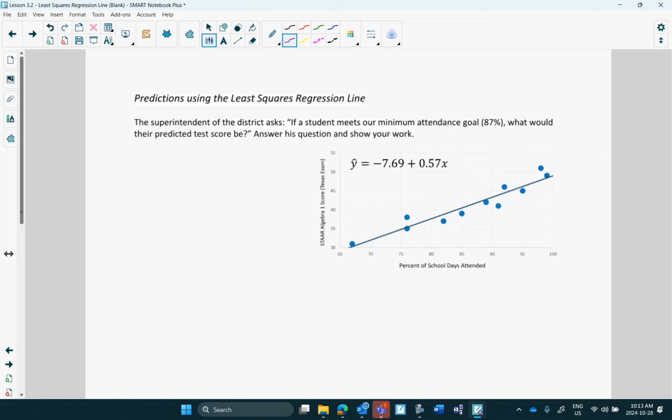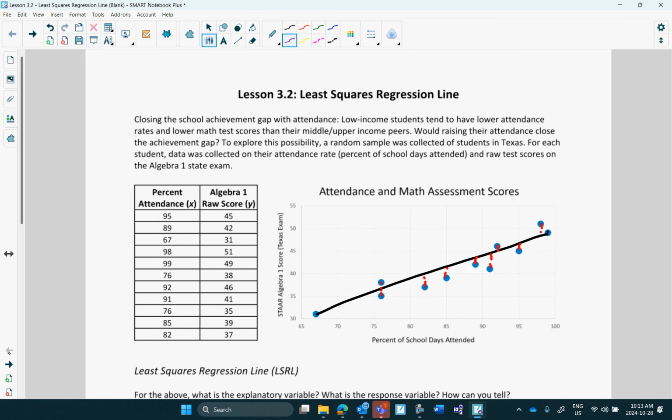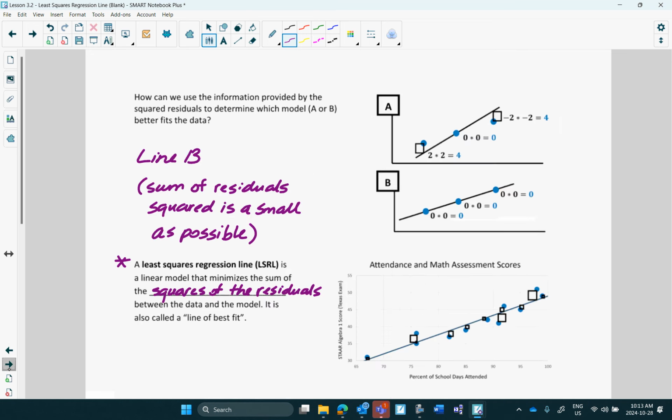Okay. And notice you don't plug percent in as a decimal, because if we look at the beginning, the regression line was based on percent attendance. The percentage is not decimals. So don't change to a decimal.